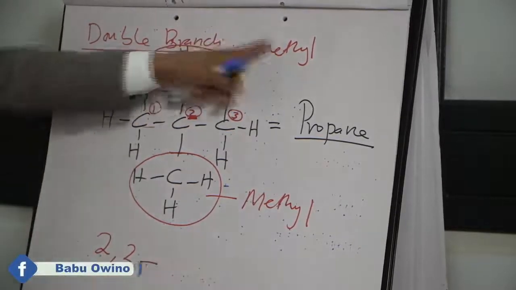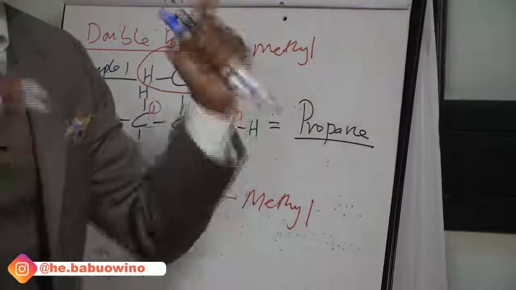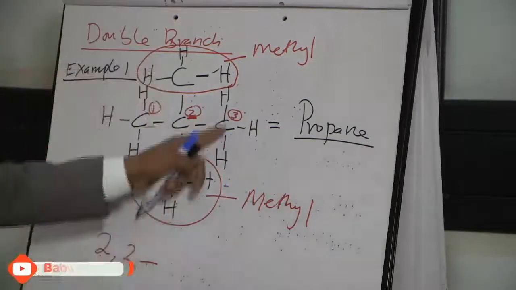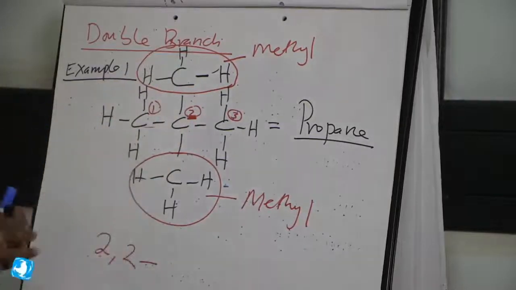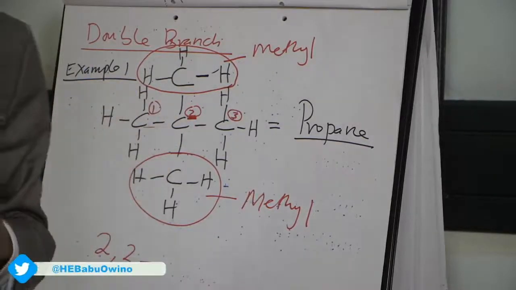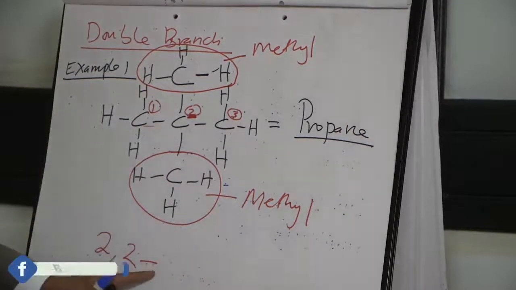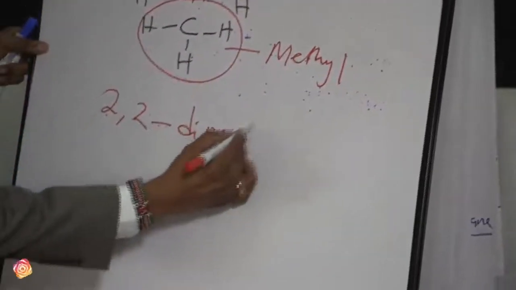Then we have a methyl group and a methyl group here. When it is 1, it is methyl. When it is 2, it is dimethyl. When they are 3, you say trimethyl. When they are 4, you say tetra, not quadra, tetramethyl. So when they are here, you say 2,2 dimethyl propane.